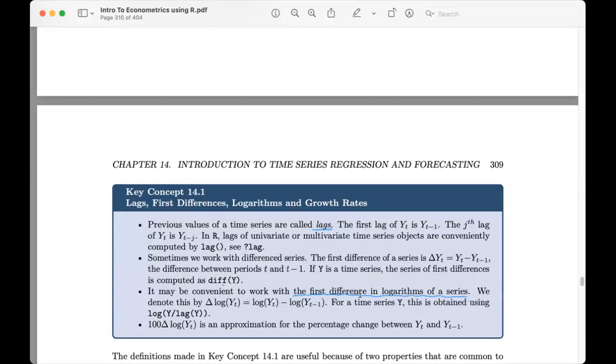It may be convenient to work with the first difference in logarithms of a series. We denote this by delta log of yt, which is log of yt minus log of yt minus one, the first lag. For a time series y, this is obtained using log of y over the lag of y. And 100 times the first difference of log of yt is an approximation for the percentage change between yt minus one and yt. Is it the elasticity or stuff like this?